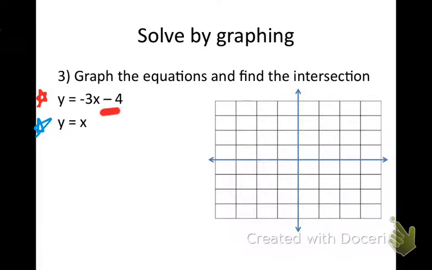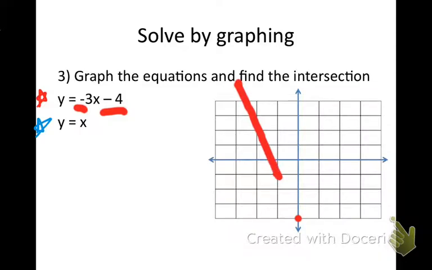So the first one, I got a y-intercept of -4, so I'm going to start right down here at -4. My slope is -3. Now technically we always want to go down 3, left 1. No more room on my grid here, so I'm going to go up 3, left 1, which still is that negative slope going down. So up 3 over 1, up 3 over 1.